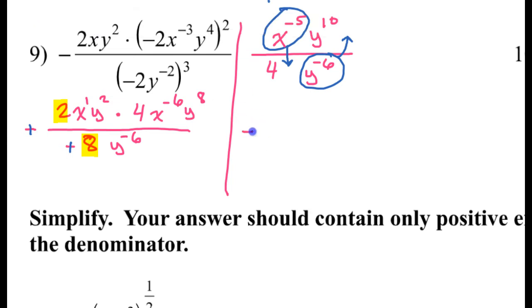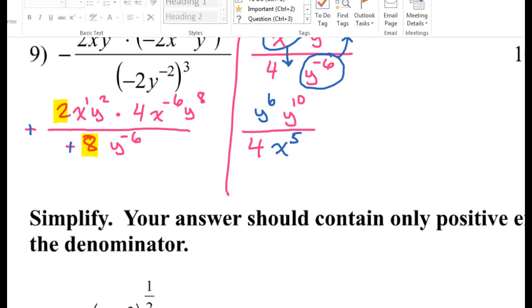So first let me write down everything that is not moving. So that 4 is not going anywhere, and the y to the 10th power is not going anywhere. Okay, so the x to the negative 5th power is going to drop down and become x to the positive 5th power. The y to the negative 6th power is going to go up and become y to the positive 6th power. Now we are ready for the final answer.